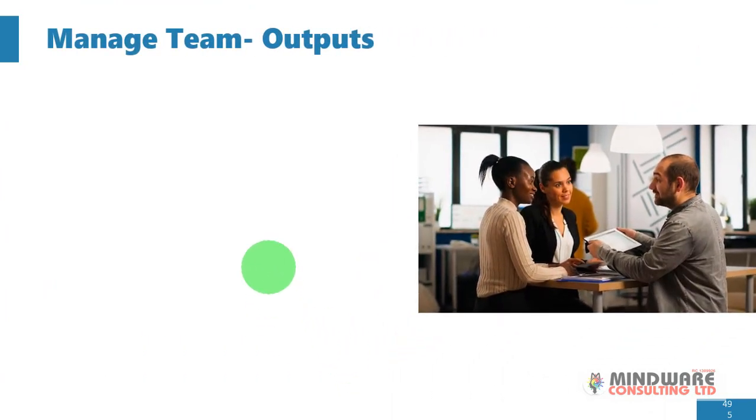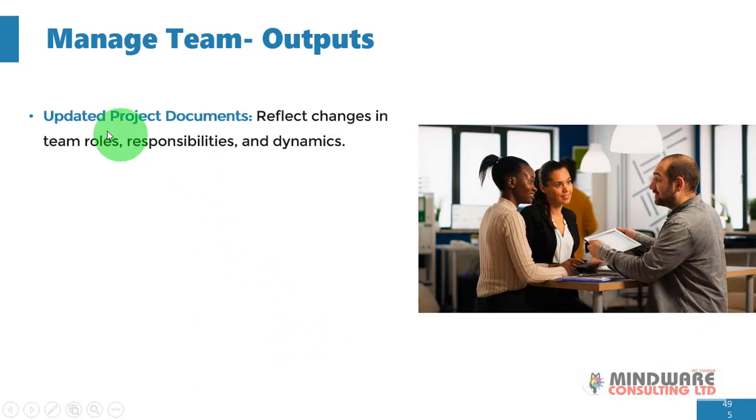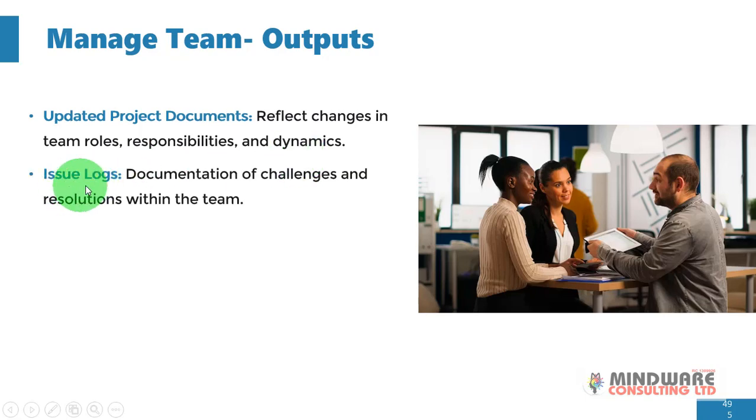So what are the outputs from this process? Updated project documents. This reflects changes in team roles, responsibilities, and dynamics. Issue logs. And these are documentation of challenges and resolutions within the team. And this is important, alright? This also goes to help with the organizational process assets. It's an addition to the organizational process assets.